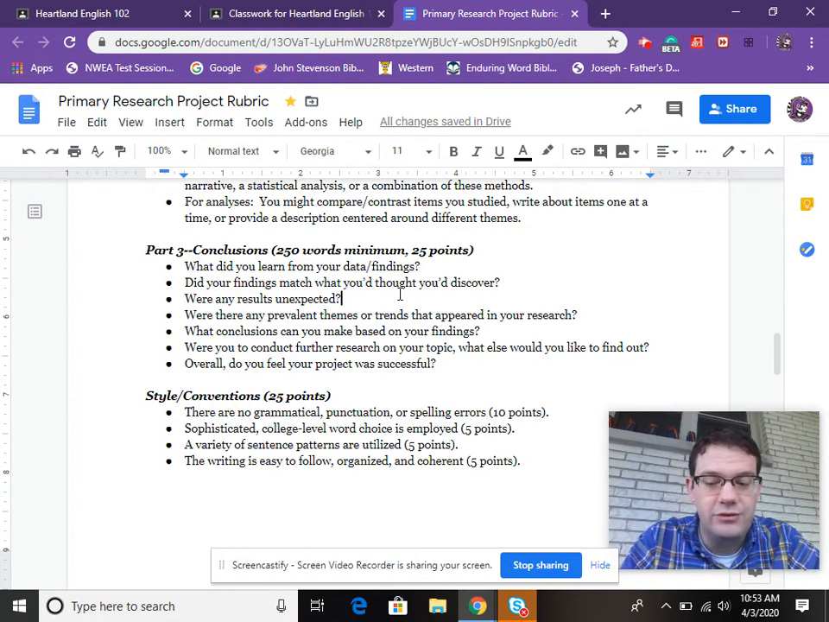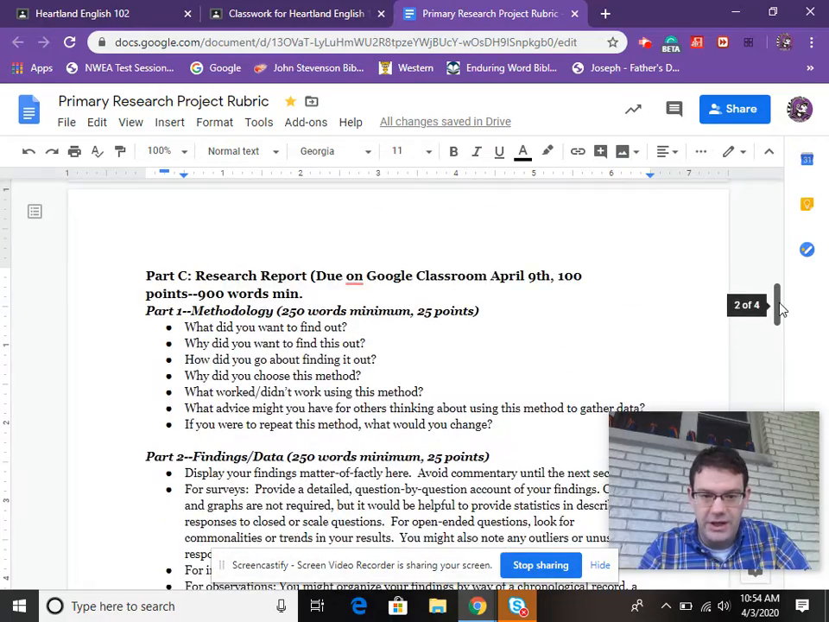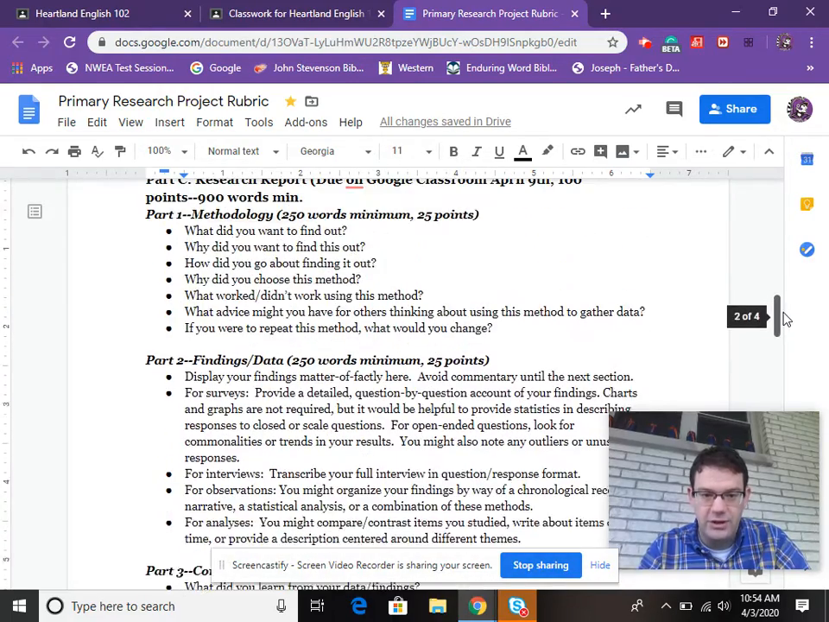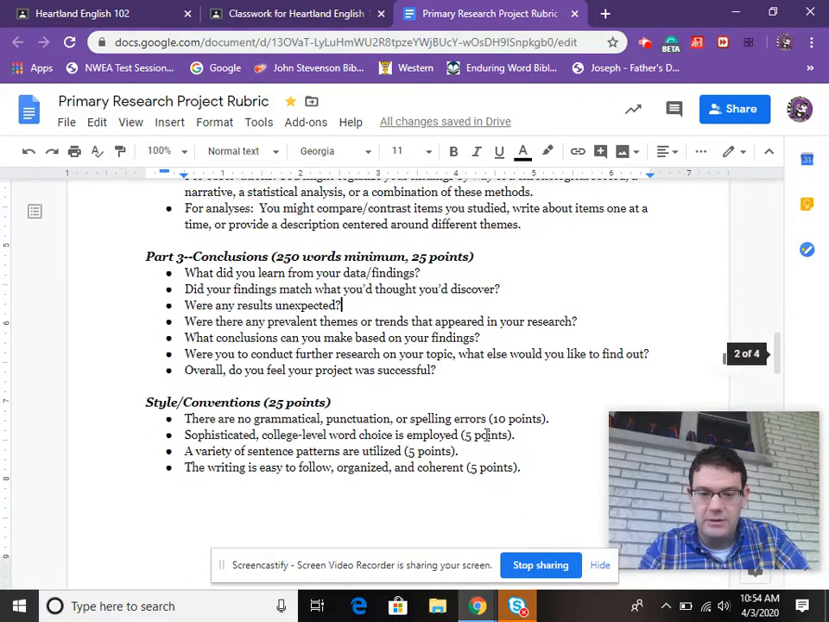This is really part of a learning process for a lot of you. Maybe it's the first time you've done primary research, so it's okay if it didn't go well. Just explain why you don't think it went well. But again, you don't have to answer every single question in each category. You are trying to hit that 250 word mark for each section at least.